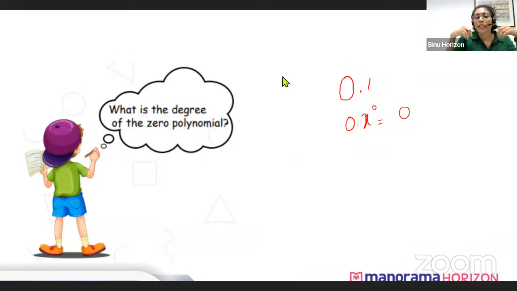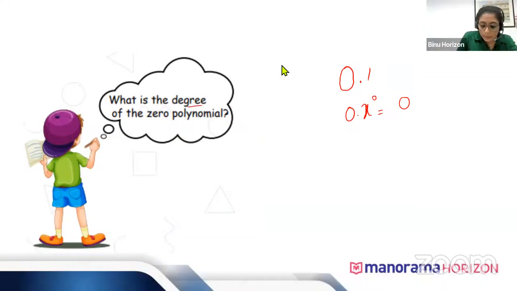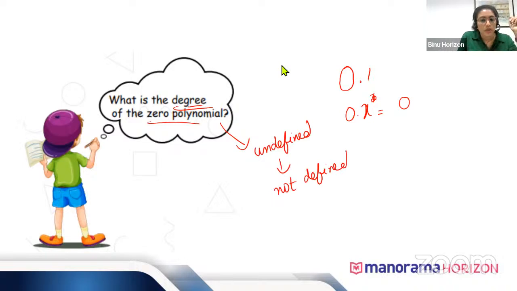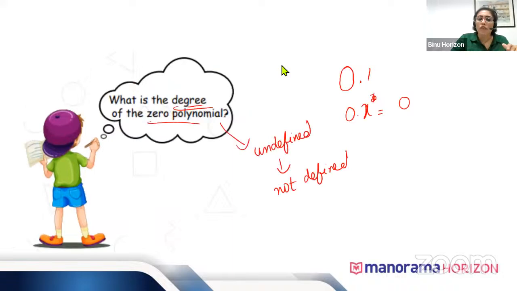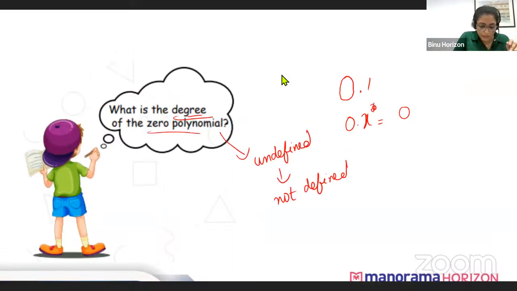So can you specifically say what is the degree of the 0 polynomial? Can you say any number? It could be x raised to 0, or x raised to 1, x raised to 2, any number. So we cannot correctly say what the degree of a 0 polynomial is. We can say it is undefined or not defined. Undefined or not defined, anything is correct. Understood? So the degree of a constant polynomial is 0 and the degree of a 0 polynomial is undefined. Correct. Understood? So this much is clear.